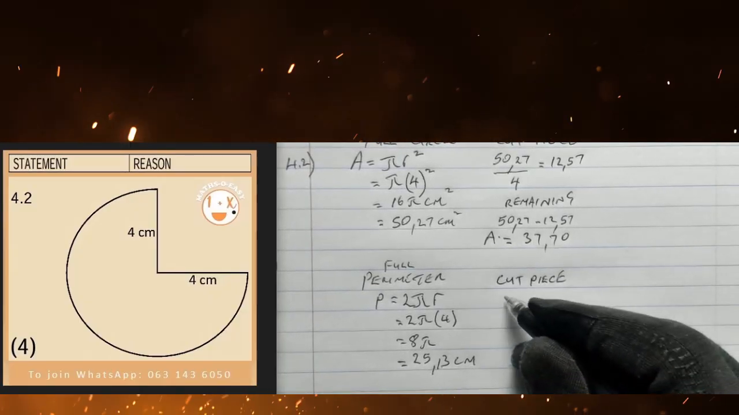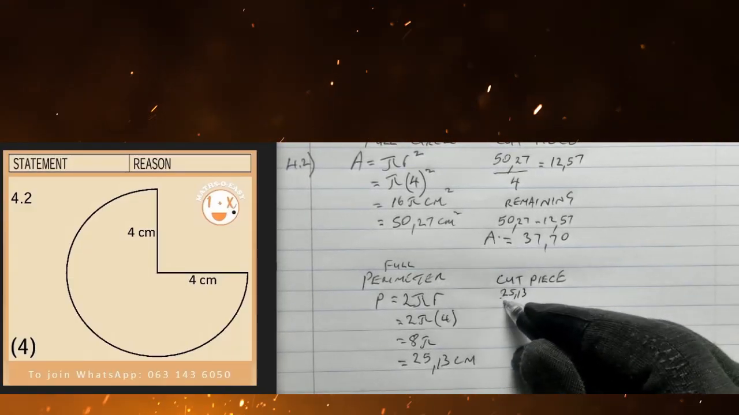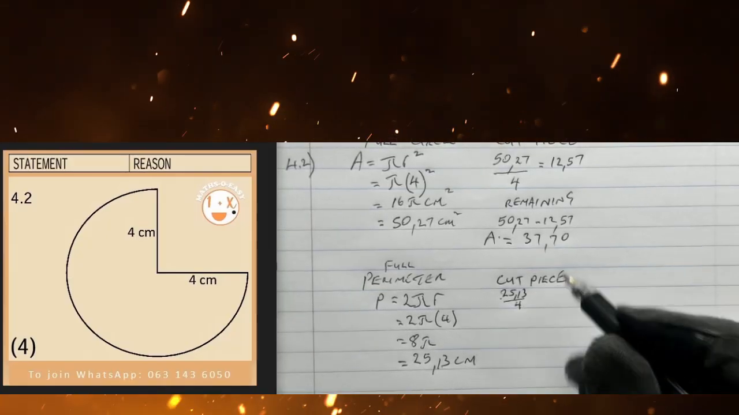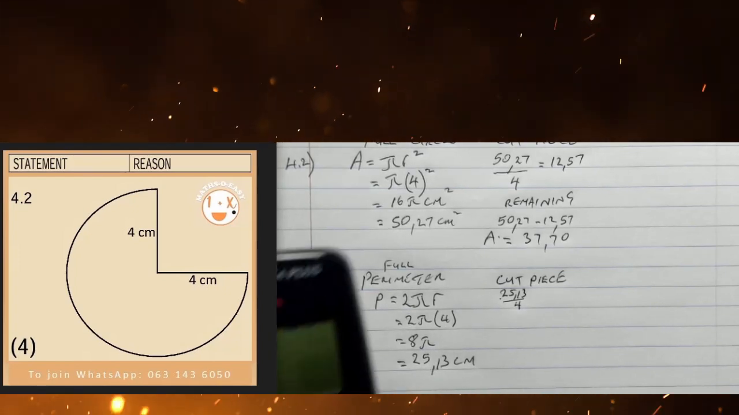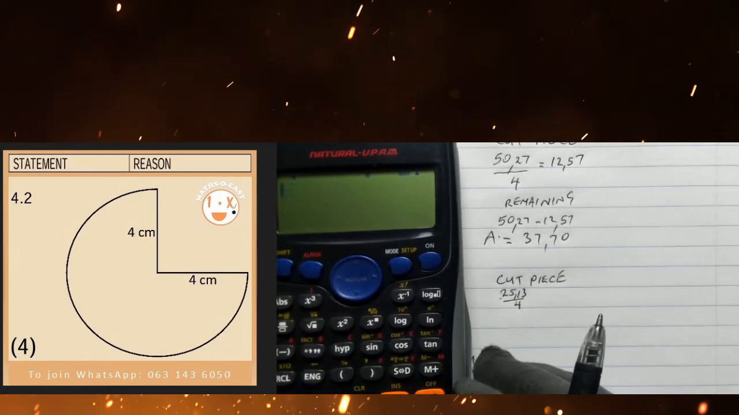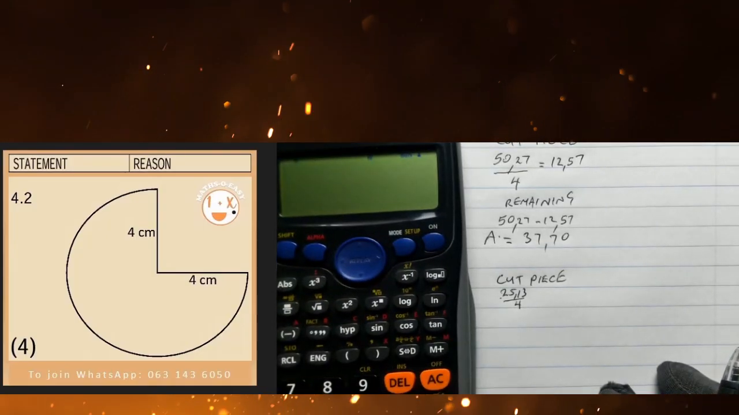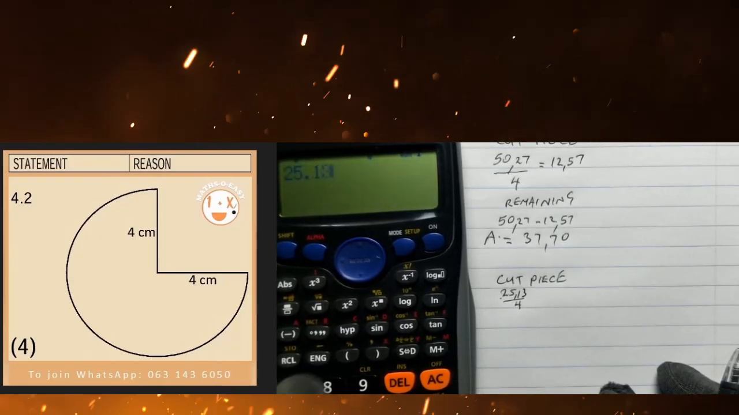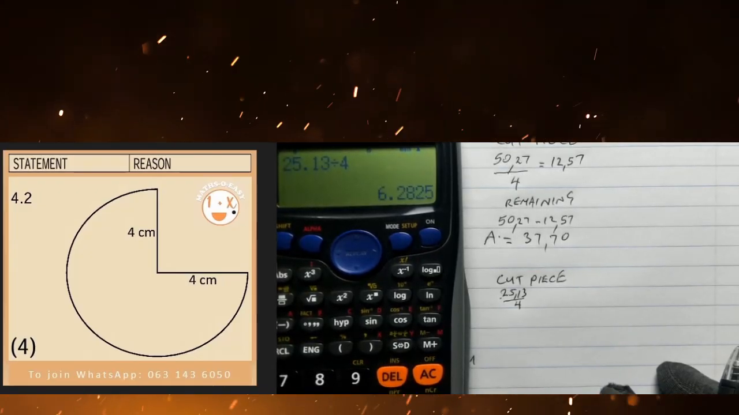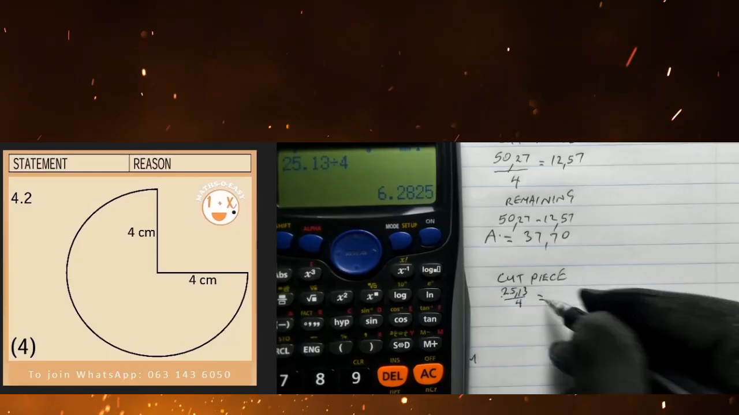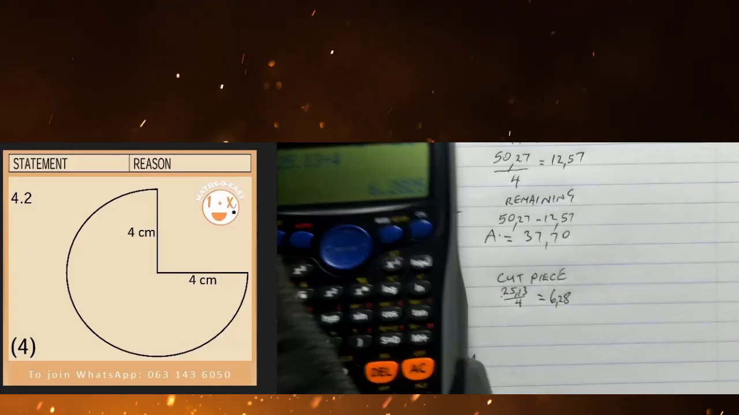So what am I going to do now? I'm going to say 25.13 divided by 4. What am I doing? 25.13 divided by 4. What do I have? You see, I told you 6.28 something. So it is 6.28.